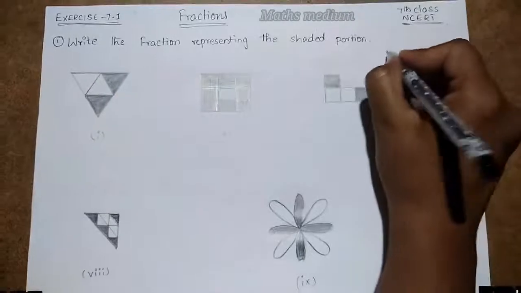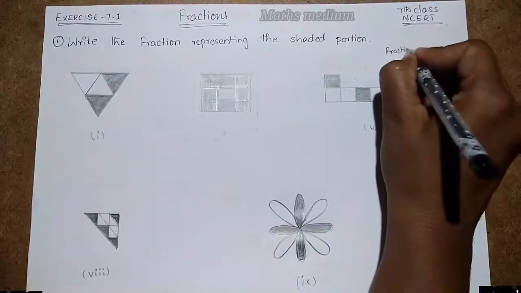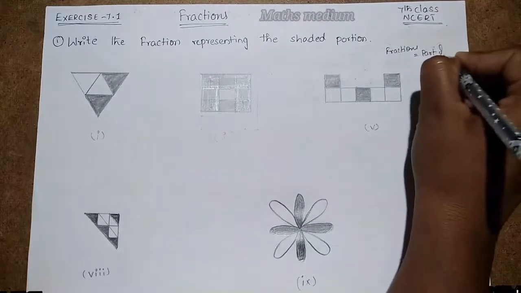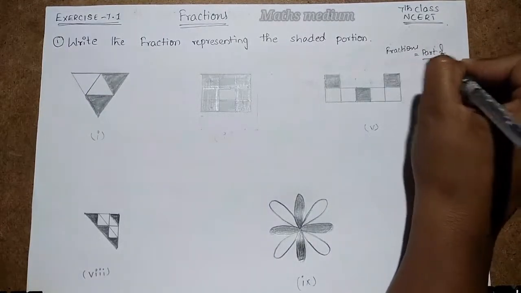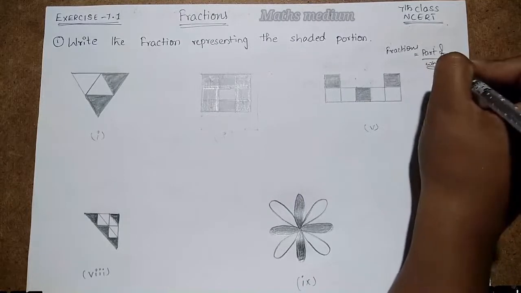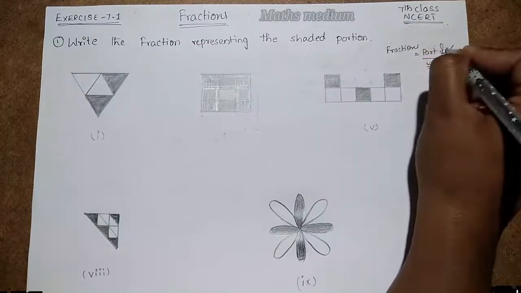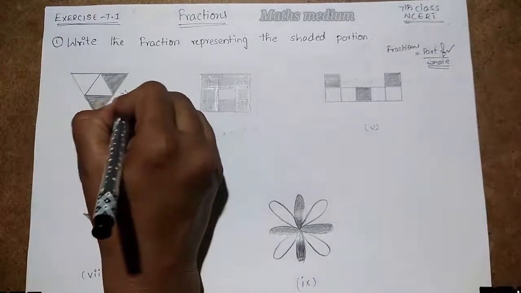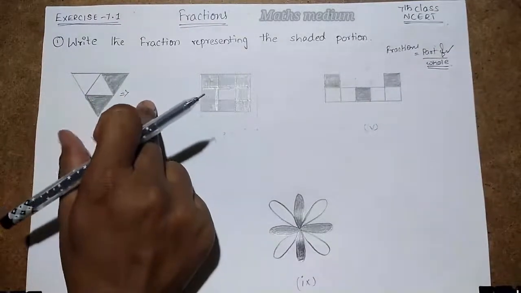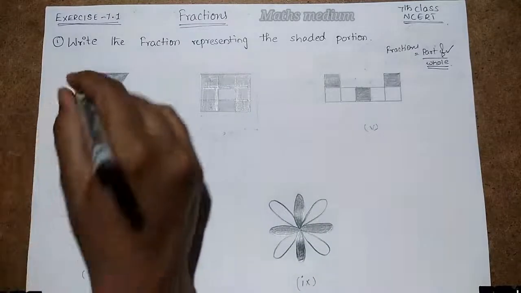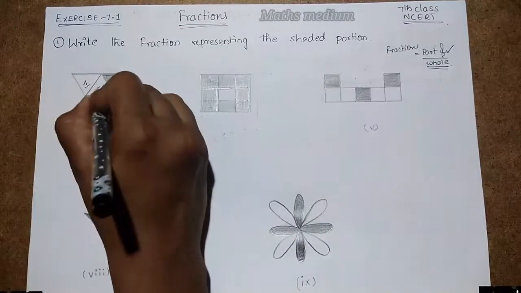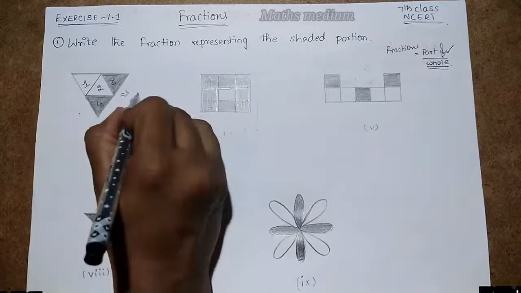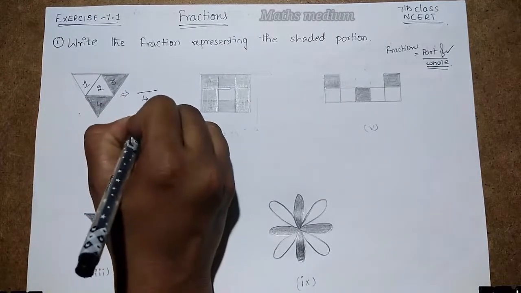A fraction is nothing but a representation of part of whole. The whole we represent as the denominator, and the part that we have taken out is said to be the numerator. Here, first observe how many equal parts there are. This is 1, this is 2, this is 3 and this is 4. So totally we have 4 equal parts, so the denominator is 4.